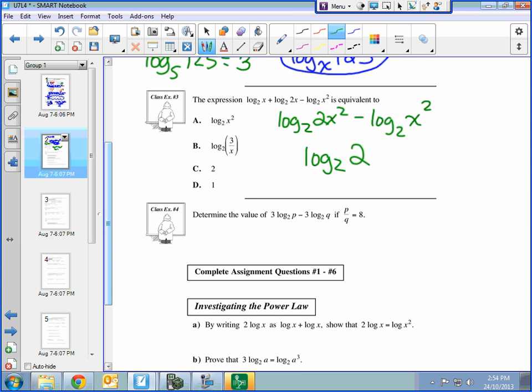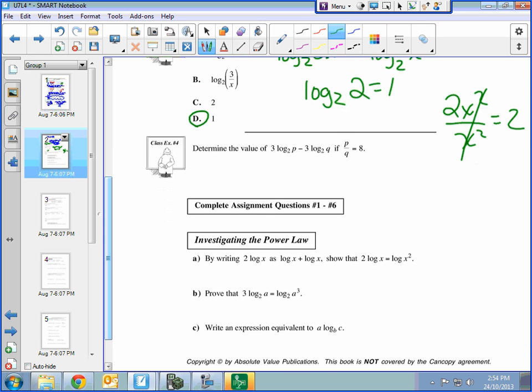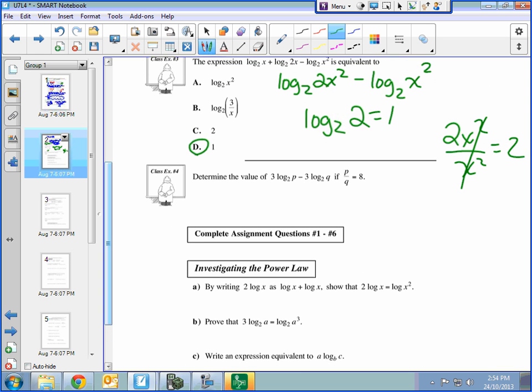Okay, so log of 2x squared base 2 minus log of x squared base 2 is equal to log of 2 base 2. Does everyone agree with that? Because you divided 2x squared by x squared. You got that? Okay, if I ever have the argument and the base the same, what is this going to be equal to? What is my answer? Okay, are there any questions, guys? Everyone's okay?